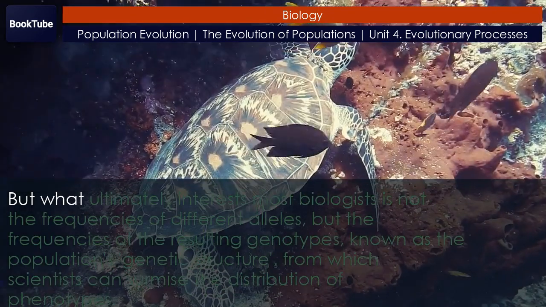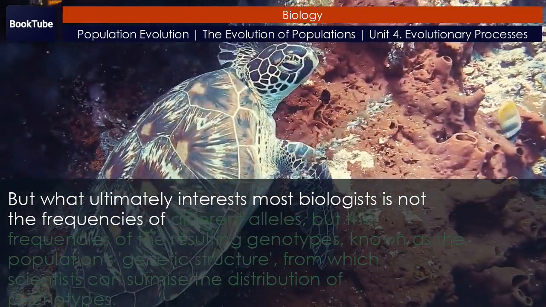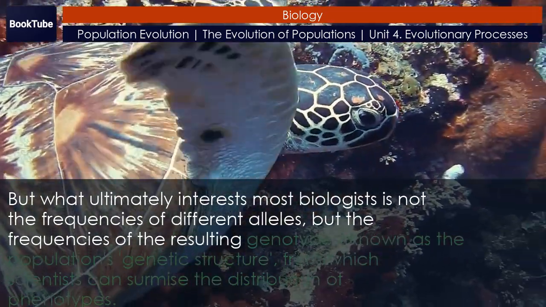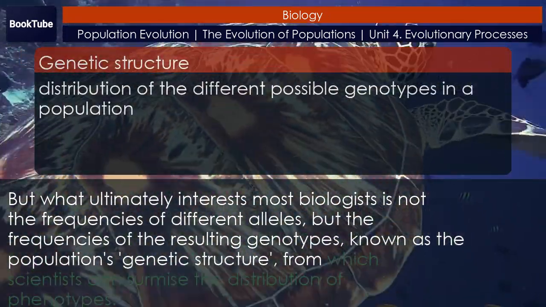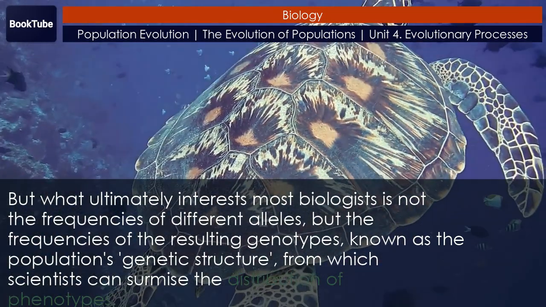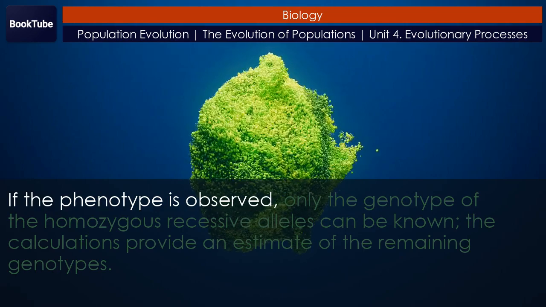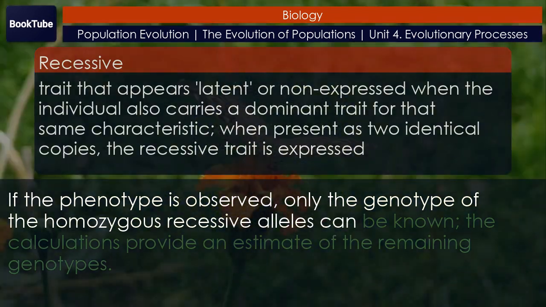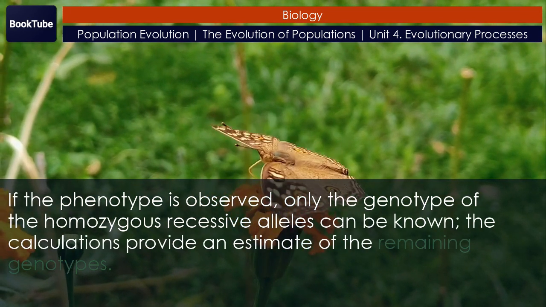But what ultimately interests most biologists is not the frequencies of different alleles, but the frequencies of the resulting genotypes, known as the population's genetic structure, from which scientists can surmise the distribution of phenotypes. If the phenotype is observed, only the genotype of the homozygous recessive alleles can be known. The calculations provide an estimate of the remaining genotypes.